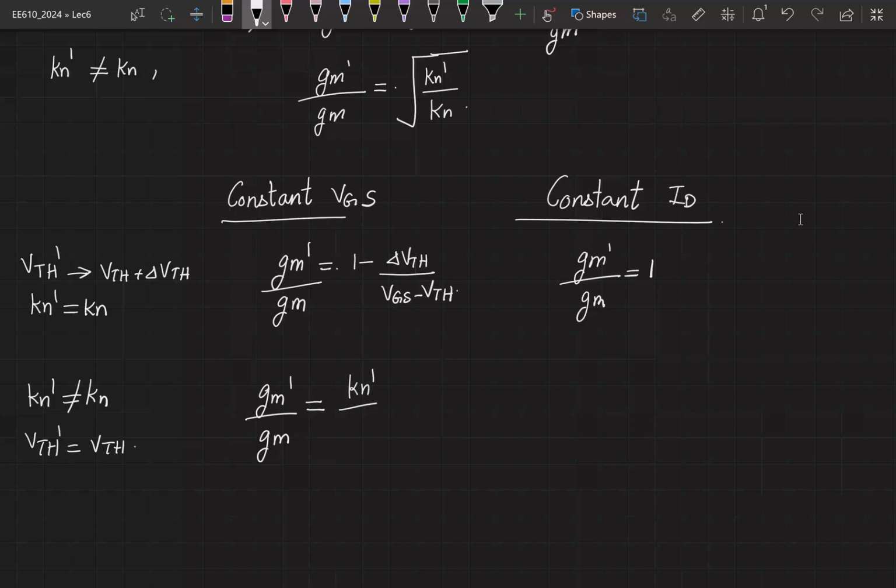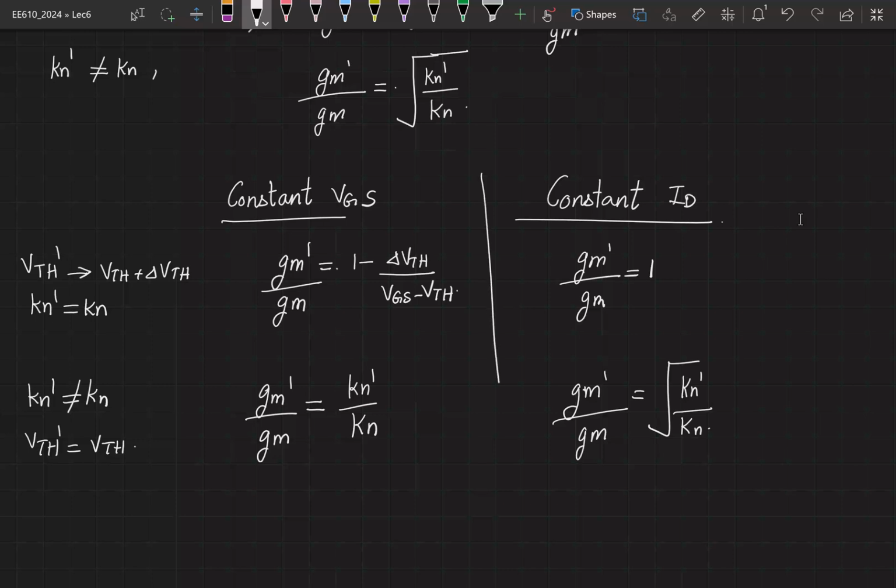This was Kn prime by Kn, and here this will be equal to under root of Kn prime by Kn. Now based on this table, could you tell me which of these two methods would you prefer?